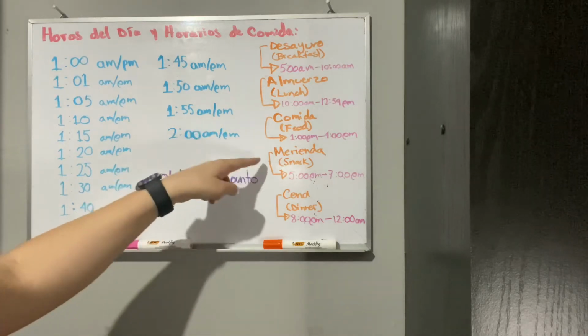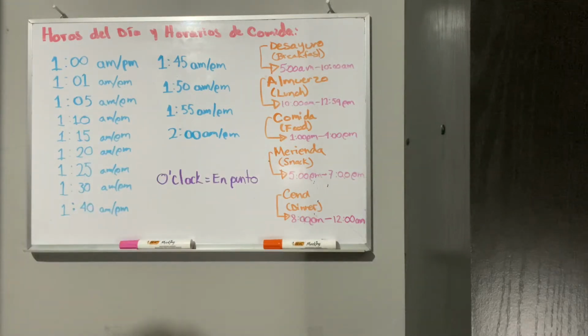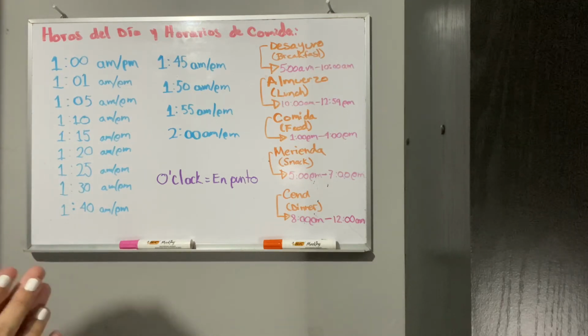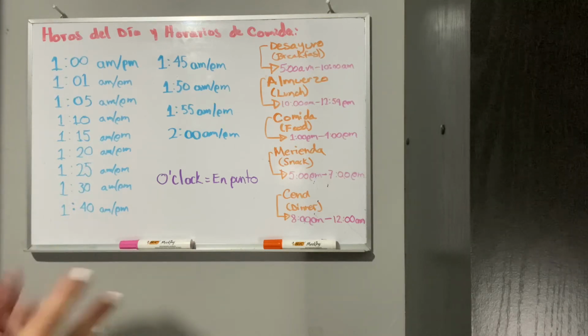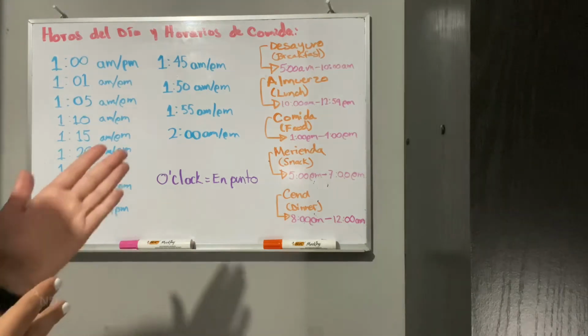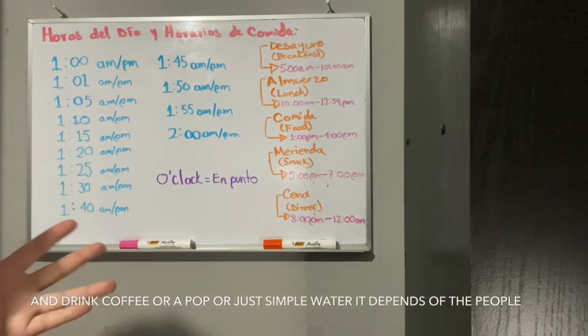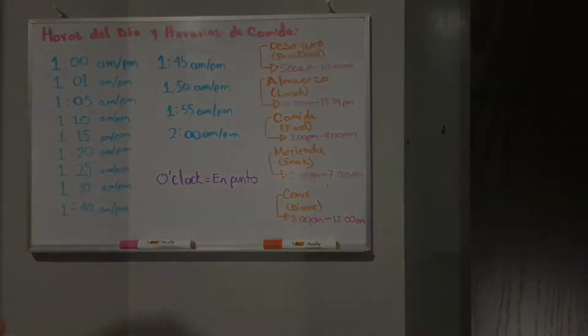So merienda is something not too heavy, but it could be, it depends on you. In that hour it is used that, for example, if you go to a grandma's house or whatever, you eat a little bit of cake or cookies or a piece of sweet bread.